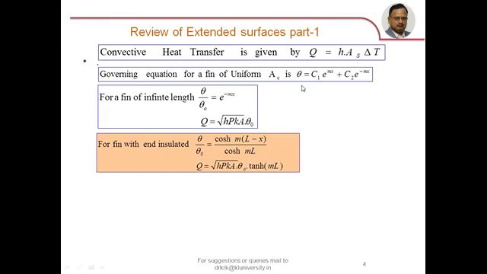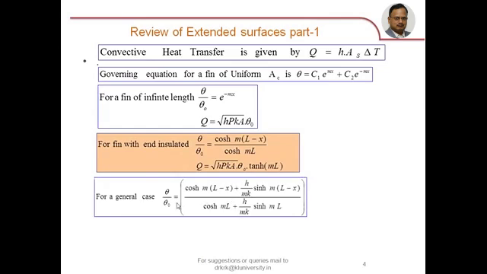By applying the two boundary conditions, you can solve for the temperature distribution equation as theta by theta naught equal to cosh, hyperbolic cos, m into (L minus x) by cosh mL. And similarly, the rate of heat transfer is given by root of hP Ka theta naught into tanh mL. So this is the second case.